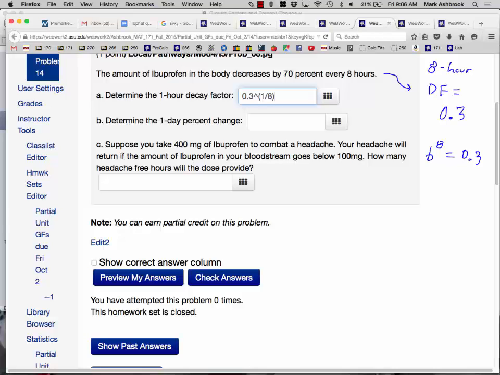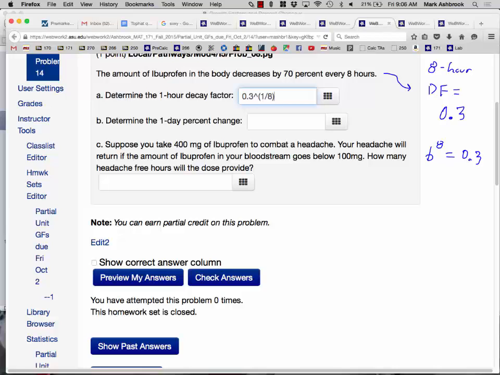Okay? So now we want the 1 day percent change. The 1 day percent change, you can't get that, so we'll talk all about this today. You cannot get a 1 day percent change directly from another percent change. Where's the 1 day percent change going to come from? What do we need first?